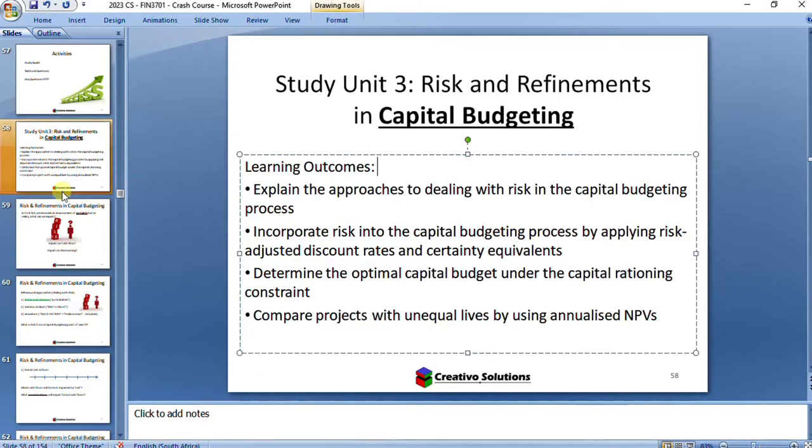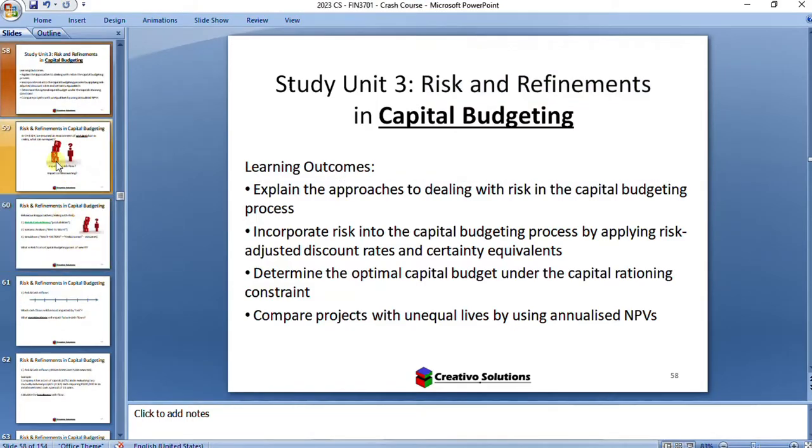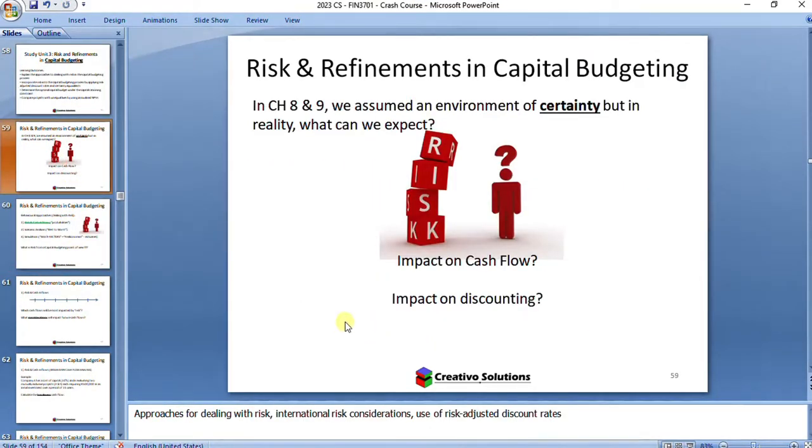Right, so this is just some additional considerations, risk and refinements. Okay, when we're looking at risk, what is risk? Let me ask you quickly. What is risk? If you had to explain what risk is, what would you say risk is? Anyone?